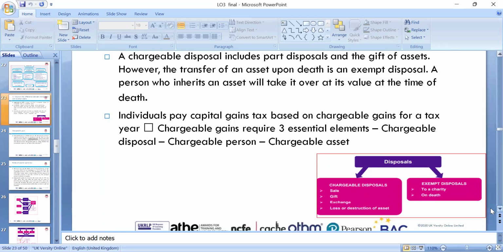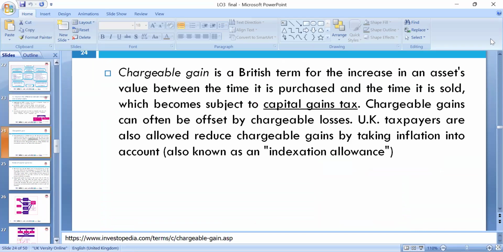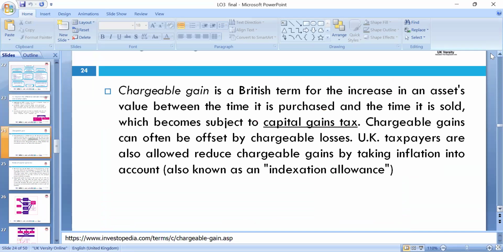So we can look at chargeable disposals: sales, gifts, exchange, loss. Yes, a disposal can be exempt if you're giving property to a charity. Are you making a trust? The chargeable gain is the increase in the asset's value between the time it's purchased and the time it's sold.